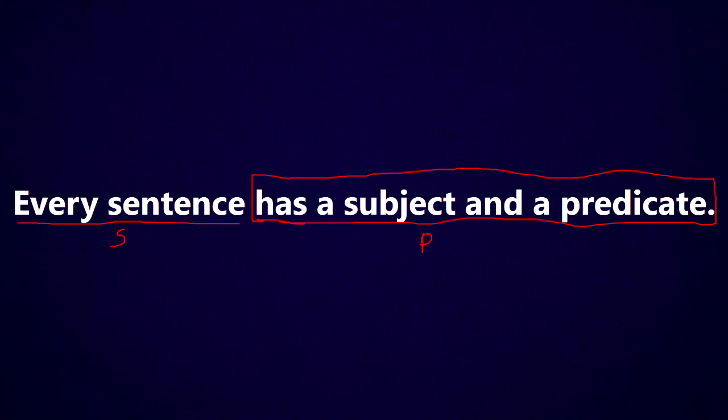So who or what are we talking about? We're talking about every sentence. What are we saying about every sentence? We're saying it has a subject and a predicate. So this information is what we're saying about every sentence. So every basic sentence in English can be divided in this way, the subject and the predicate, every simple sentence.